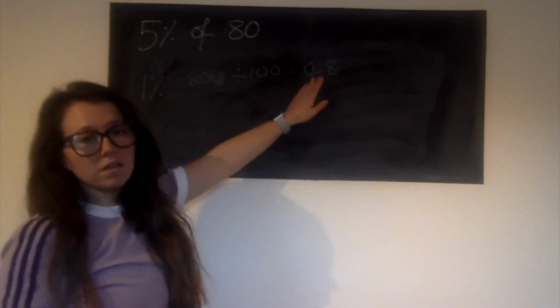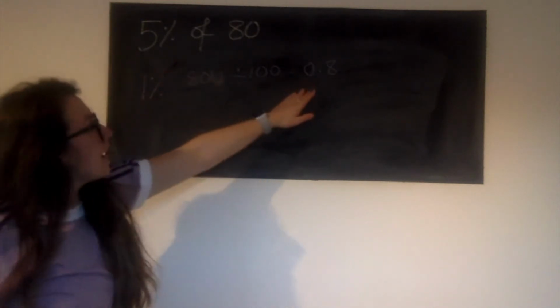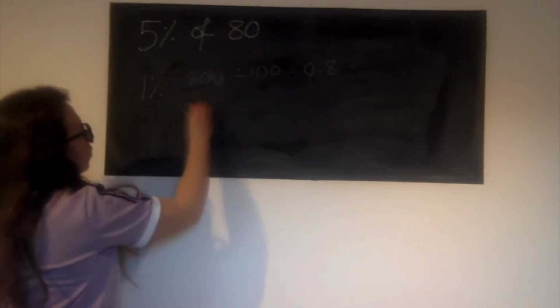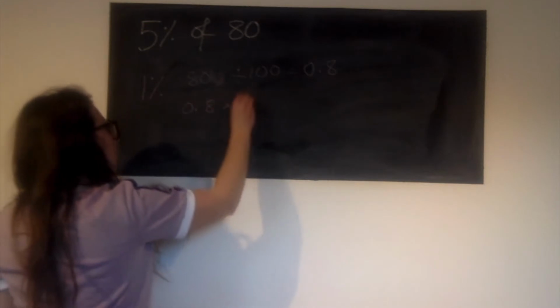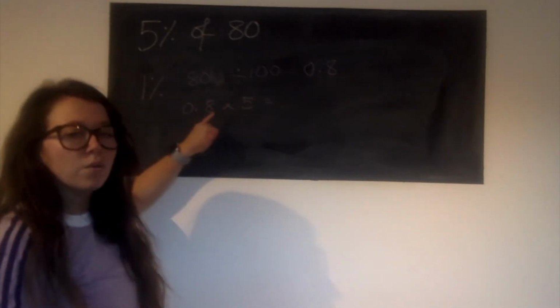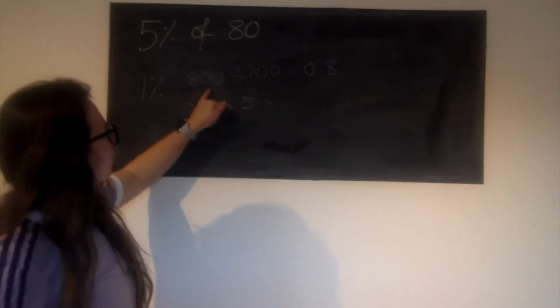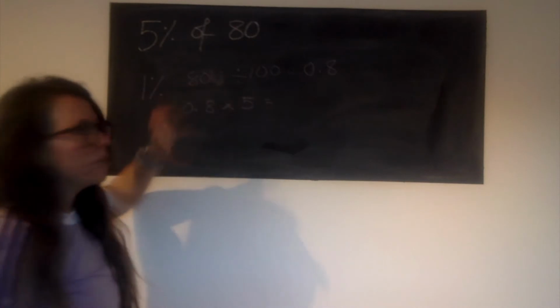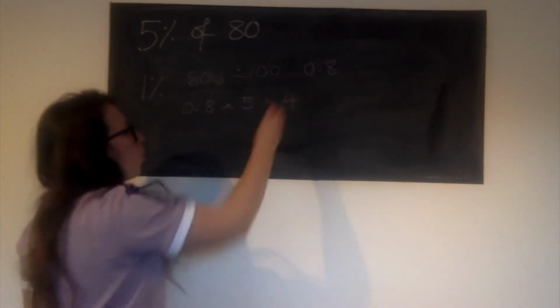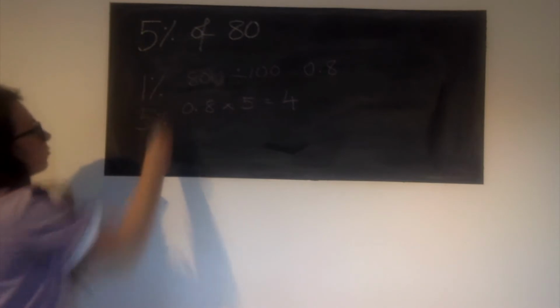Now my answer, because I've found 1%, but I need 5 times that. So I need to times my answer by 5. So 0.8 times by 5. This is a decimal, remember, so it's 8 tenths. So what's 5 lots of 8 tenths? Well, that's 40 tenths. But I can't fit 40 tenths in my tenths column, so I exchange them for 4 ones. Okay, so 5% of 80 is 4 wholes.